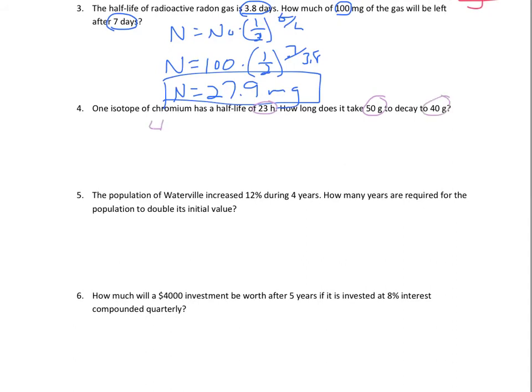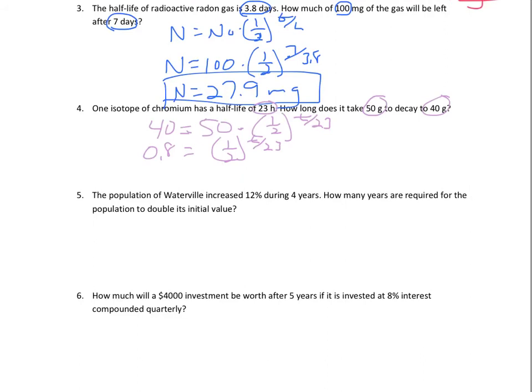All right, so we've got 40, the new amount, equals the original amount 50 times 1/2 to the t over 23. Remember that we're in hours for t. Okay, so we need to solve this. Divide the 50 over, so 0.8 or 4/5, either way. Let's use 0.8 since we're using the calculator anyway. All right, 0.8 equals 1/2 to the t over 23.